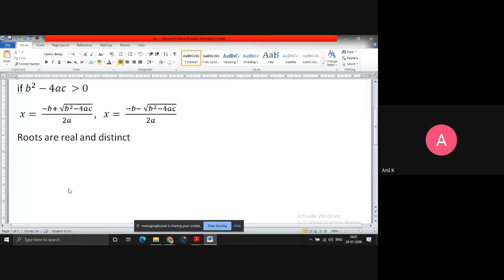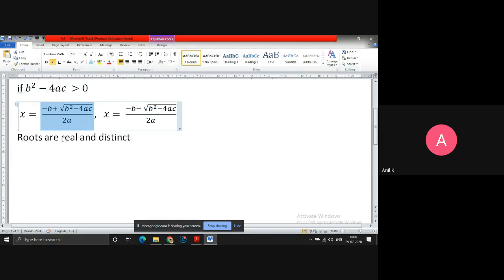What do you mean by roots are real and distinct? If b square minus 4ac is greater than 0, it is a positive number. So under root, some positive number. Sometimes it can be a rational number, or sometimes it can be an irrational number. So minus b plus irrational number upon 2a. If it is an irrational number, then the total number is going to be an irrational number.